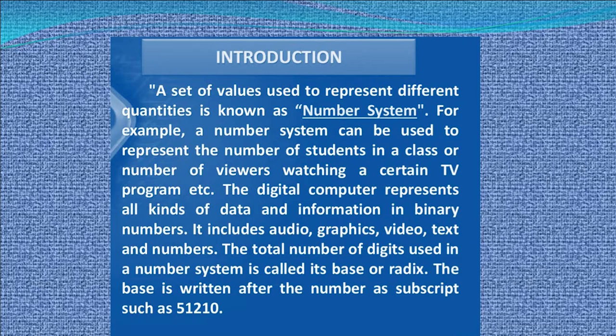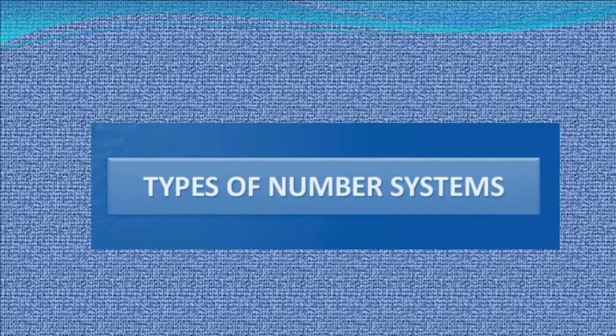The digital computer represents all kinds of data in the form of binary numbers. The total number of digits in a number system is called its base. The base is written after the number as a subscript. So, 512 to the base 10.